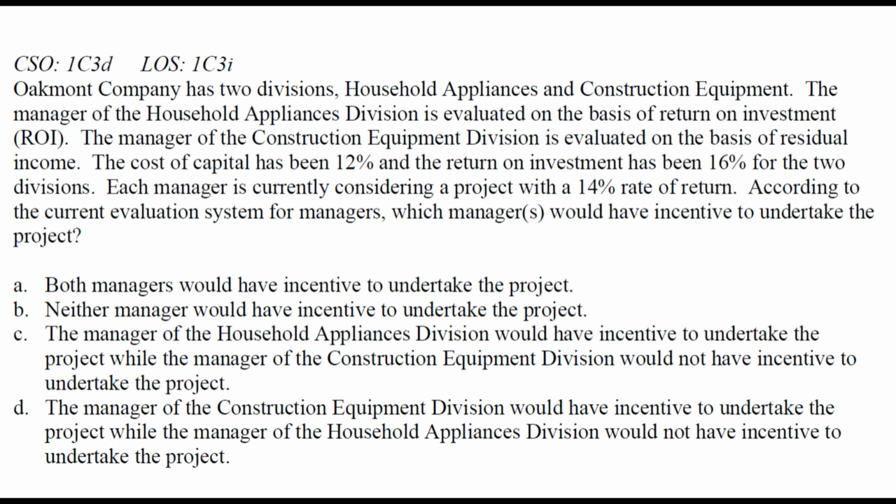Correct answer, D. The manager of the Construction Equipment Division would have incentive to undertake the project, while the manager of the Household Appliances Division would not have incentive to undertake the project. This question highlights the advantage of residual income over ROI. RI encourages managers to accept all projects that earn more than the company's required return, while ROI may cause managers to reject profitable investments that reduce their reported average ROI.